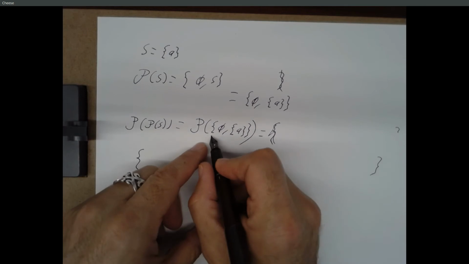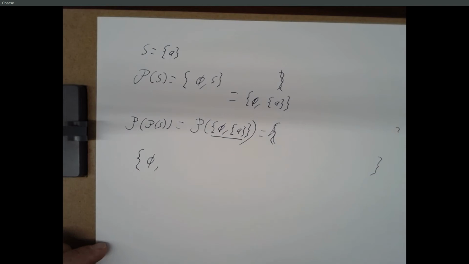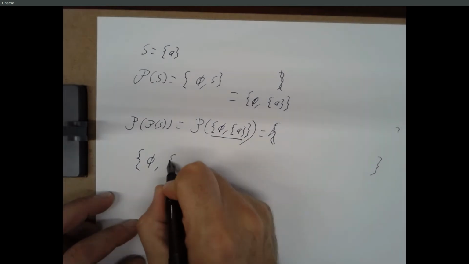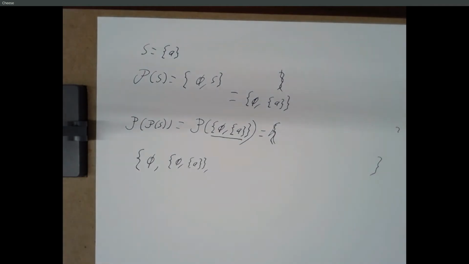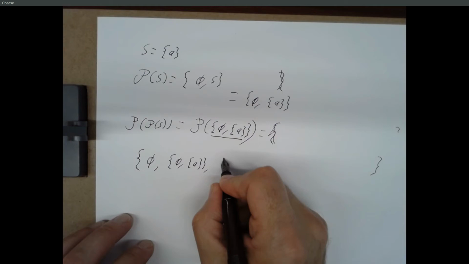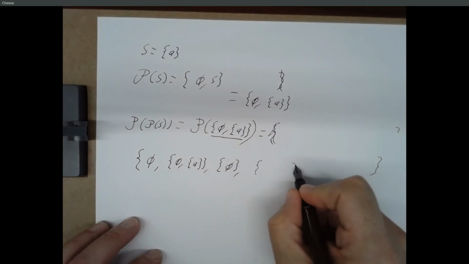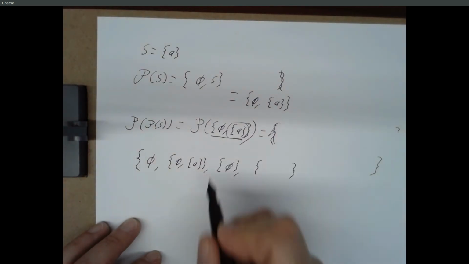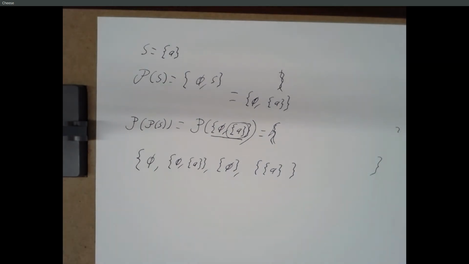Okay, so what are the subsets of this? We know the empty set's always a subset. We know the set itself is always a subset, so curly bracket phi, comma, curly A with 2 closed curlies. That's the power set of S. And then there are 2 singleton sets. There's a set containing just the first element, and then there's the set containing just the second element, which is the singleton set A. So there's the power set of the power set.